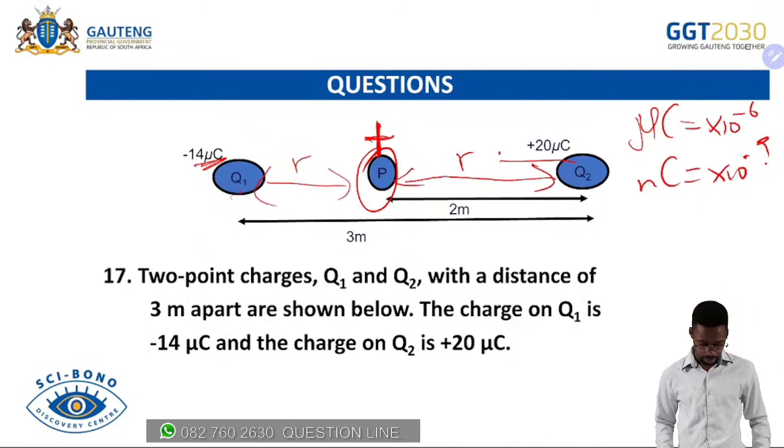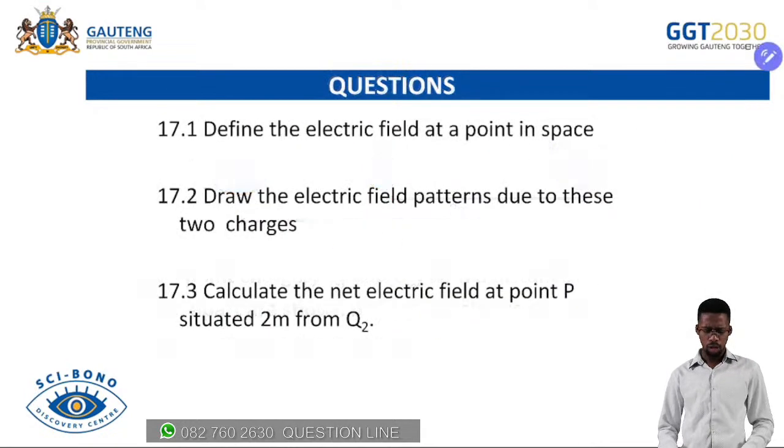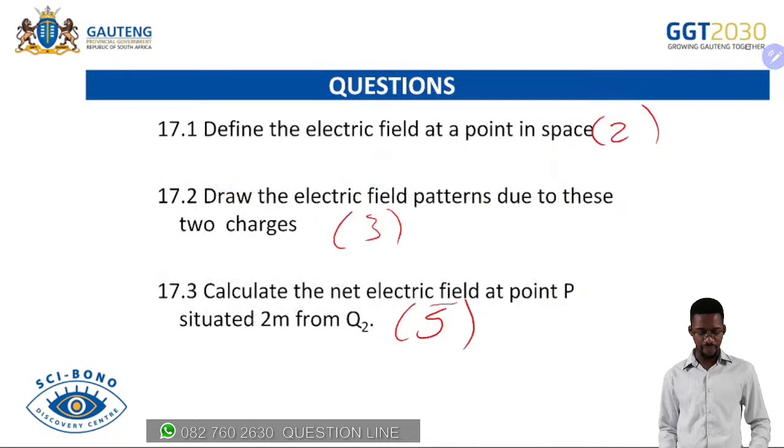Okay. So you are told that two point charges, Q1 and Q2, with a distance of 3 meters apart are shown below. The charge on Q1 is minus 14 times 10 to the power negative 6, and charge Q2 is plus 20 times 10 to the power negative 6 coulomb. So let's look at the questions.